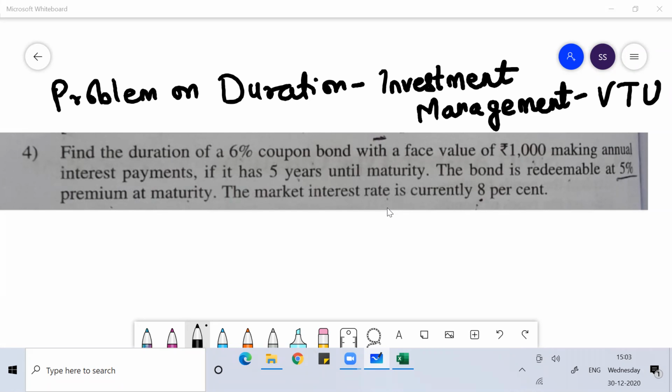Duration plays a very important role when we talk about bond arithmetic. Whenever we are trying to establish the relationship between the price of the bond and the yield to maturity of the bond, we know that the price is inversely proportional to YTM. Whenever the YTM increases, the price will decrease. Whenever the YTM decreases, the price will increase.